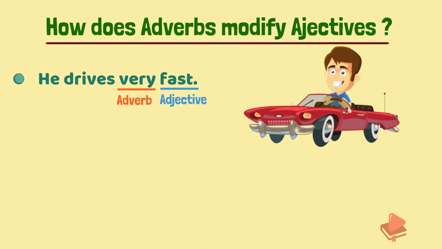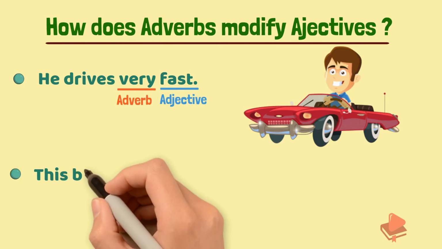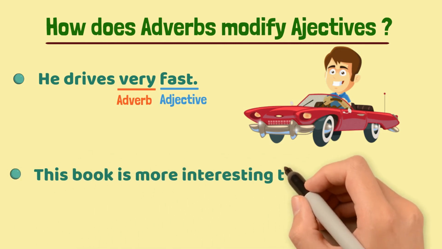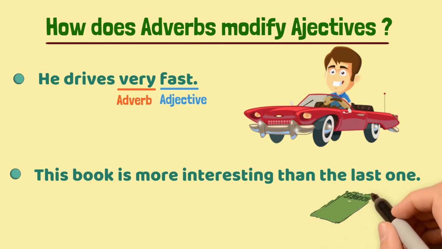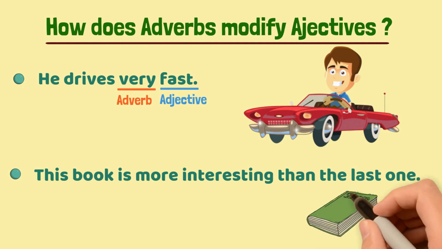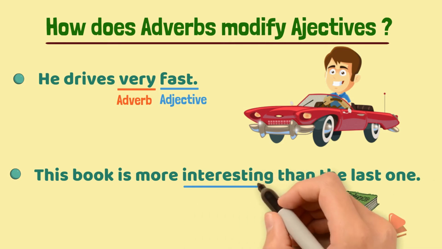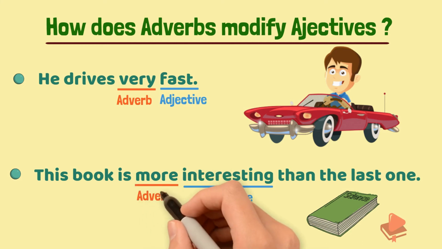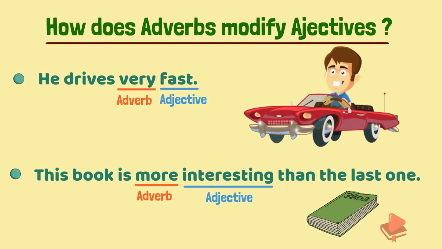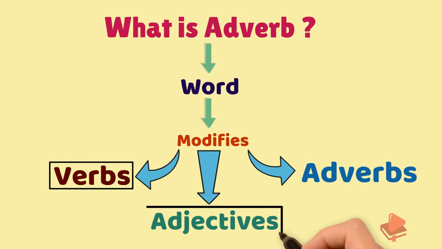Let's understand this with one more example. This book is more interesting than the last one. Here, what is describing the book? It is interesting. So, interesting is an adjective. And now, what is the intensity of the interesting book? It is described by more. So, more is an adverb here describing the adjective interesting. Hope you are clear with the adverbs that describe adjectives.